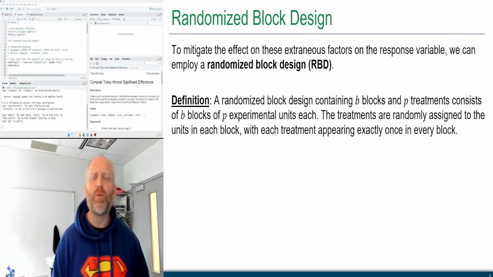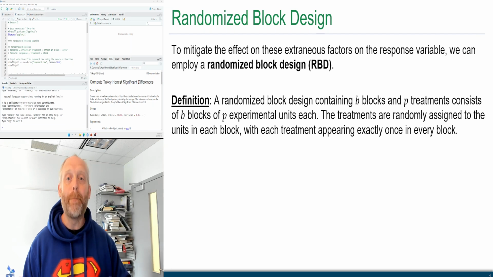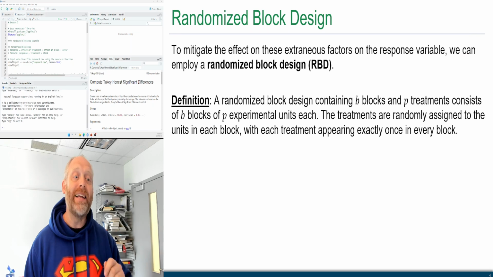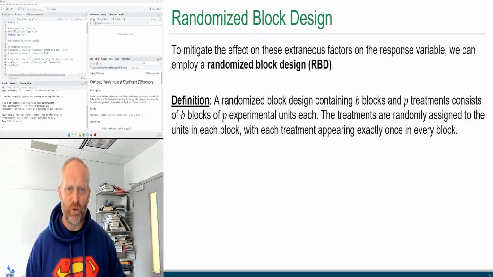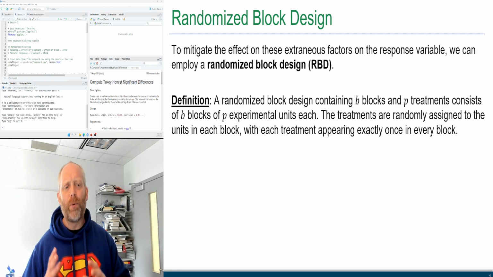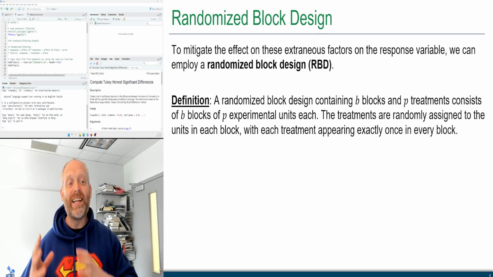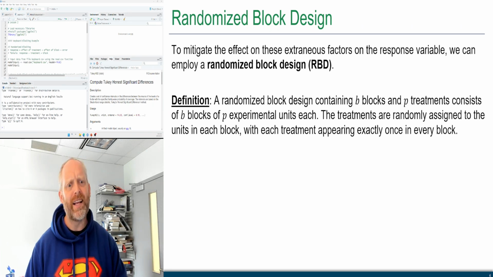So here's the definition of a randomized block design. A randomized block design containing B blocks, not treatments, in this case we're talking about blocks, and P treatments consists of B blocks and P experimental units each. So instead of breaking this down by treatment and assigning experimental units to each treatment, we are building these blocks. And each block is going to contain P experimental units, again, the number of treatments.